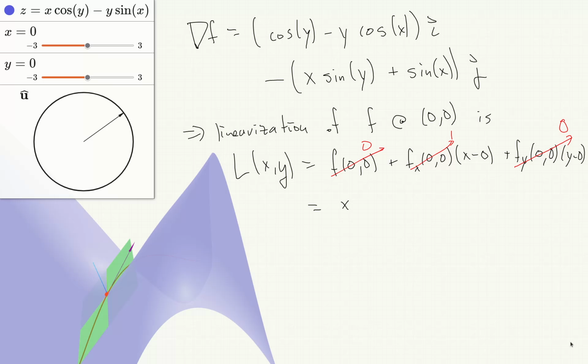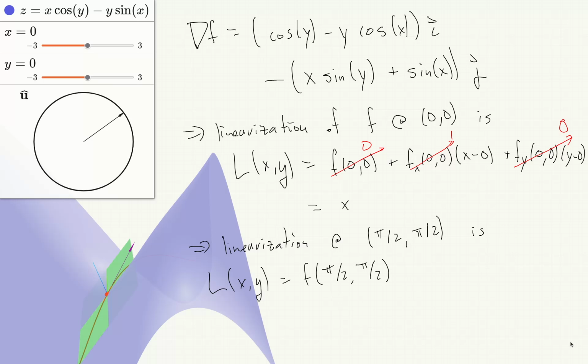To make things more interesting, let's find the linearization somewhere else. So the linearization at the point, let's say, pi over 2, pi over 2, is, so now it'll be L of x, y equals f at pi over 2, pi over 2, plus fx at this point times x minus pi over 2, plus fy at pi over 2, pi over 2 times y minus pi over 2. Now this we can evaluate.